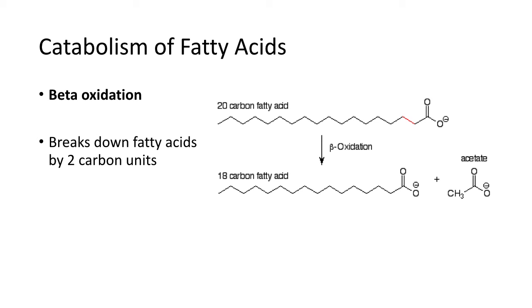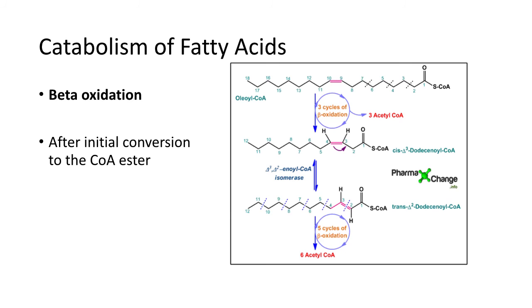So here's our beta oxidation cycle where we're reducing a 20 carbon fatty acid into an 18 carbon fatty acid. Beta oxidation occurs after initial conversion of the fatty acid into the thioacetyl-CoA ester. And once again, each cycle removes 2 units of carbon, ultimately exiting as acetyl-CoA.